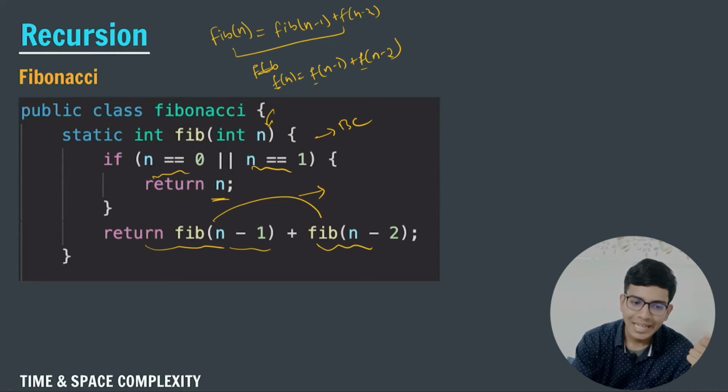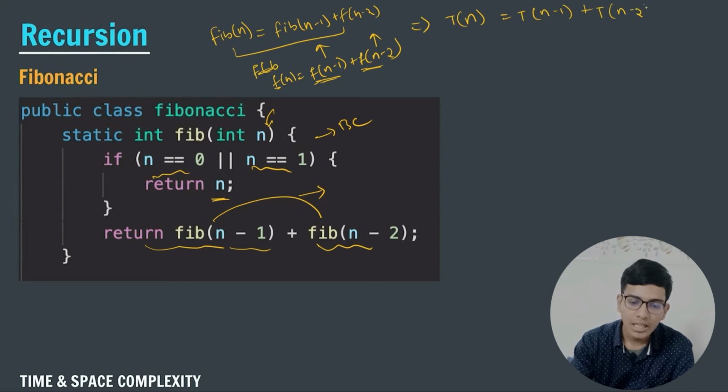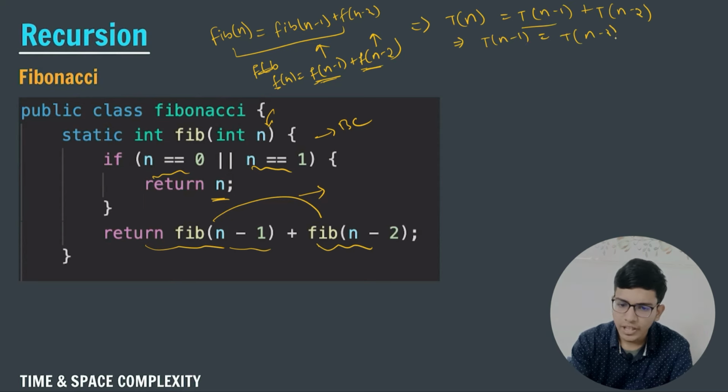So for calculating the nth term in my Fibonacci series, I first need to calculate the n minus 1 term, and after that the n minus 2 term. By calculating the n minus 1 term and the n minus 2 term, these two will give me Fibonacci of n. So can I replace f by time? So can I write that the time taken to perform n operations for the Fibonacci series is equal to the time taken for n minus 1 operations plus the time taken for n minus 2 operations. Similarly, I can rewrite this equation as T of n minus 1 is equal to T of n minus 2 plus T of n minus 3.